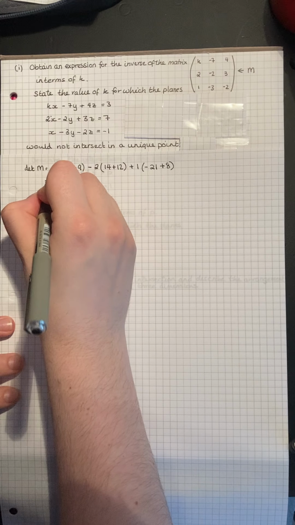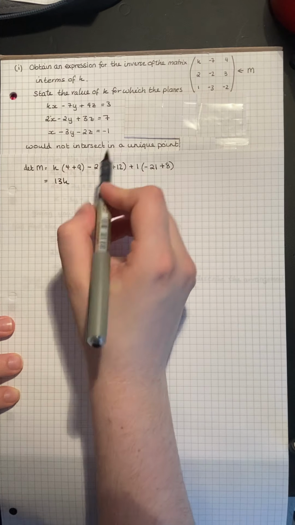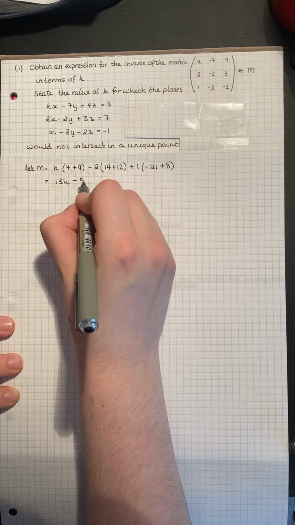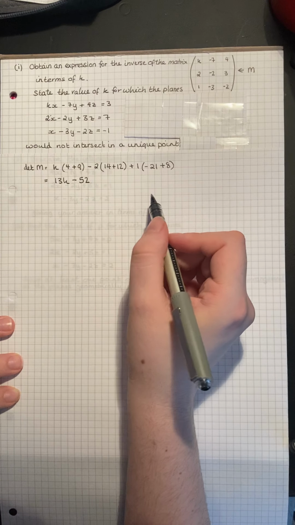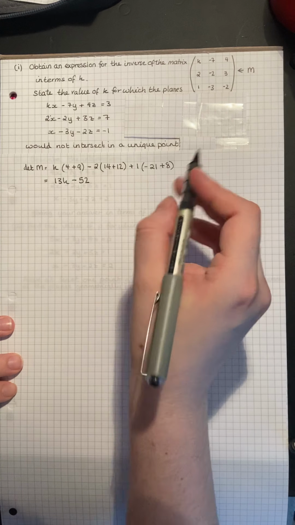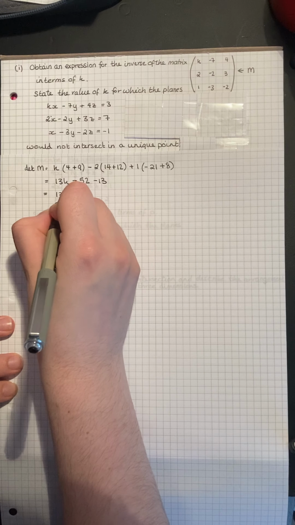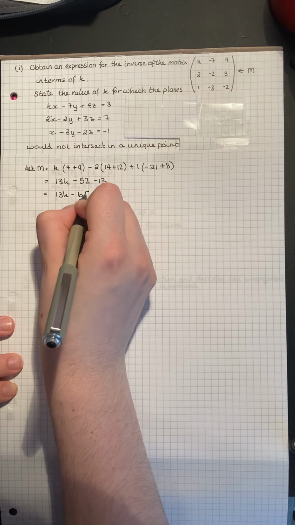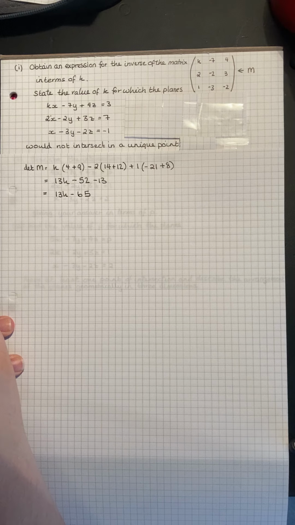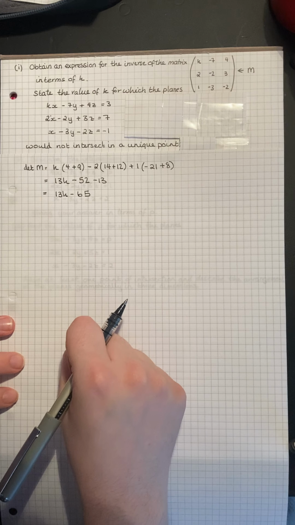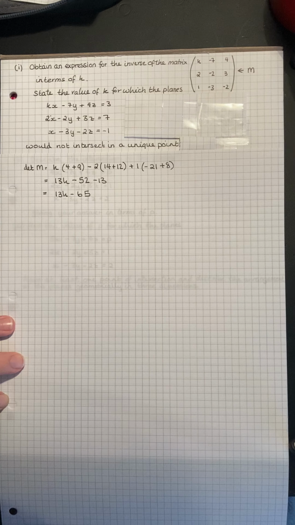And simplifying that down, I've got 13k minus 52, 6 times 2, and then that's minus 13. So overall, 13k minus 65. Alright, so that's the determinant. I'll leave it as that for now, and then I want to continue and find the inverse.